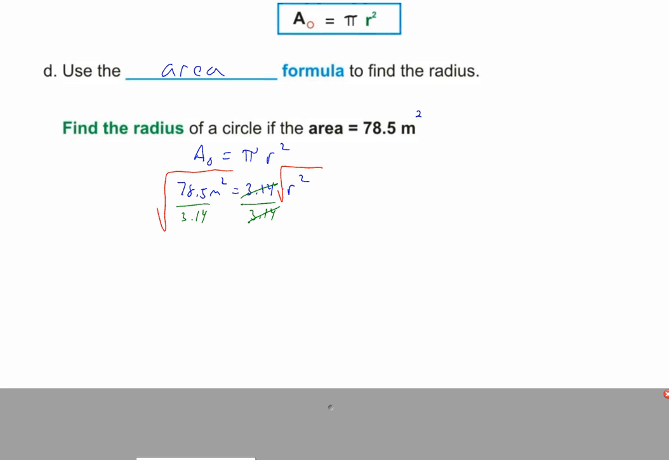Can area be negative? No, you have to be a black hole. So, all right. So area is not negative. So we don't need the plus minus. Otherwise, we would have. So now we're down to radius. What are our units going to be? Meters. Meters, right? Square root of meter squared. So do the rest in your calculator. Do the square root of 78.5 divided by 3.14.